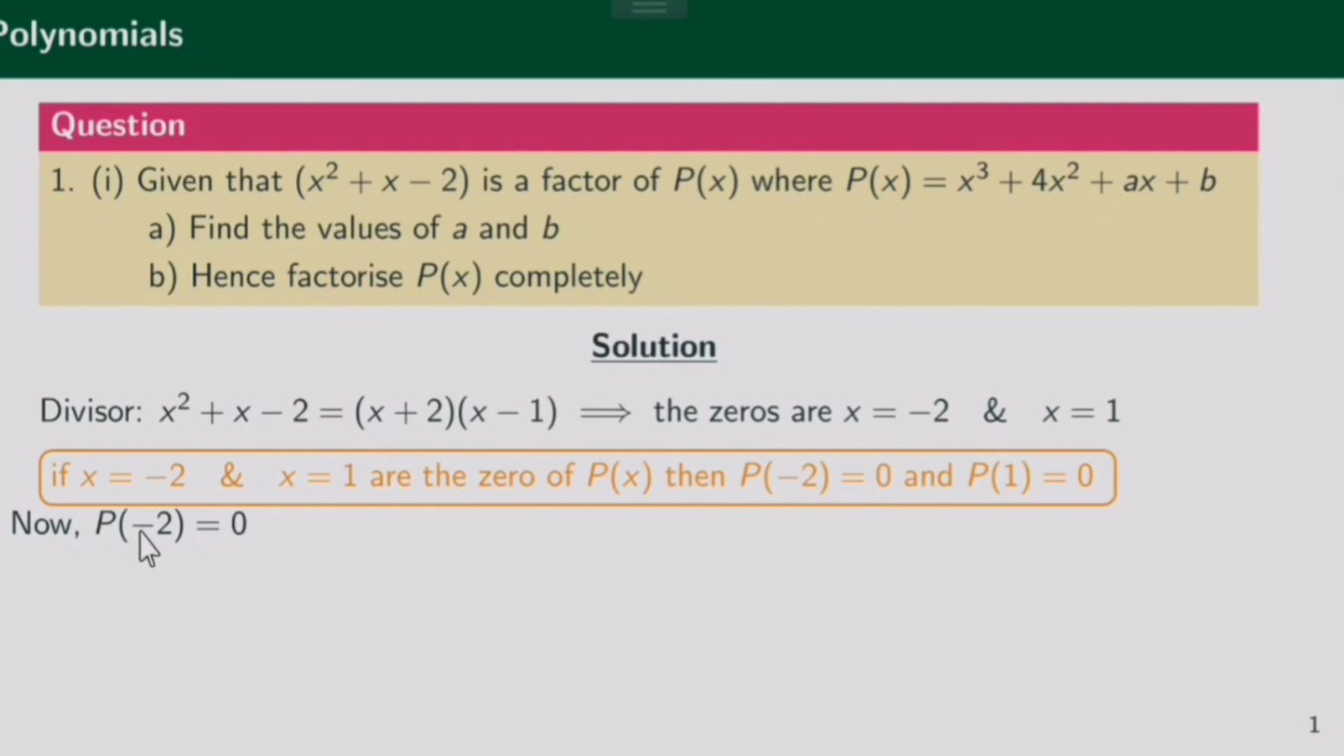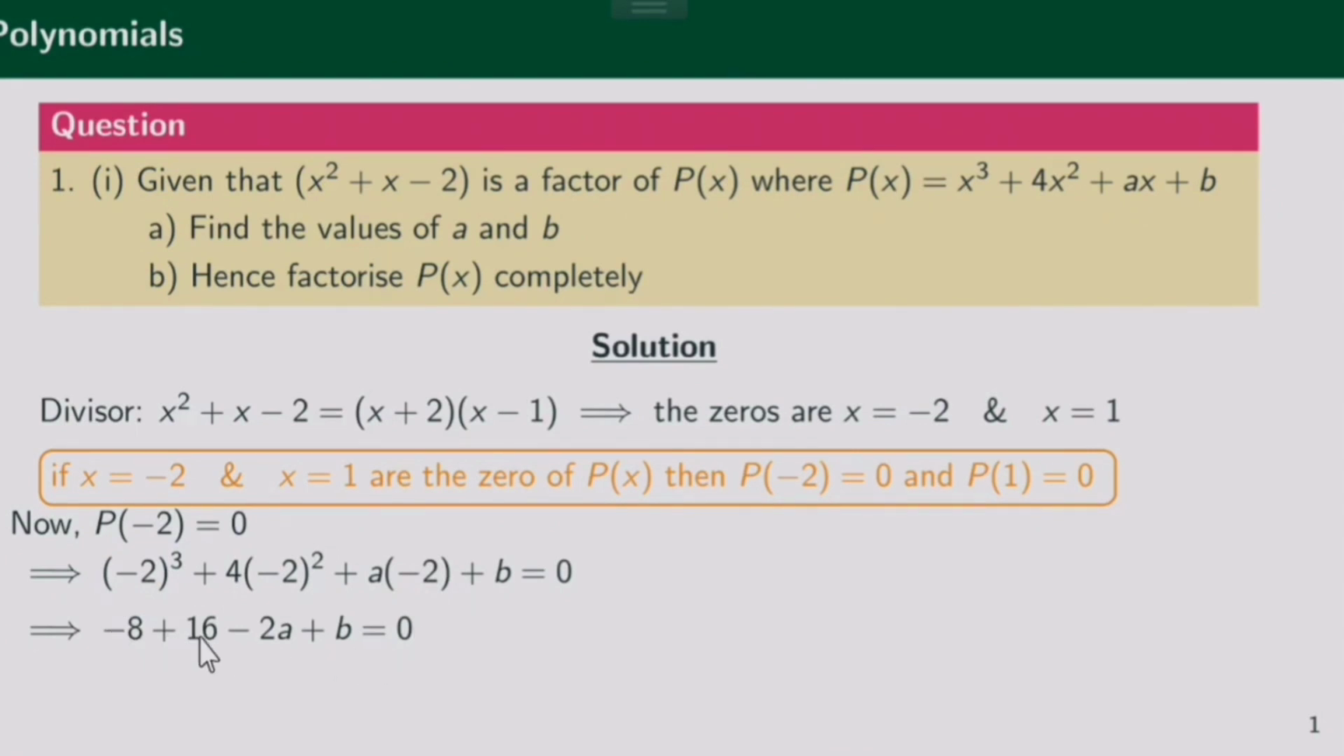Now, let's substitute negative 2. What is p of negative 2 equated to 0? I'll plug in negative 2 everywhere I see x. I'll have negative 2 cubed, I add it to 4 into negative 2 squared, I add it to a into negative 2, then plus b is equal to 0. Now, multiplying out the exponents and simplifying, I'll have negative 8 plus 16 minus 2a plus b is equal to 0.